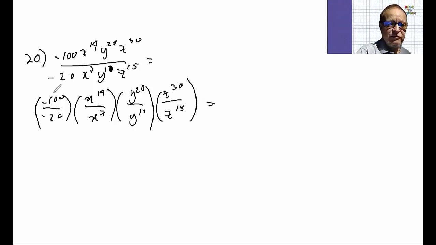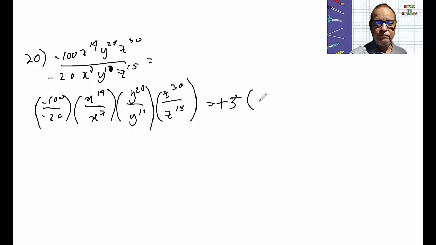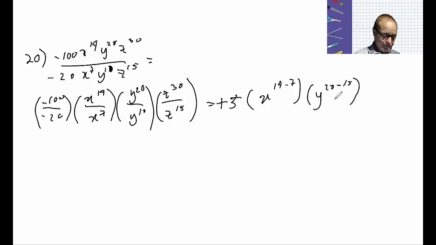And I will do my division here. Well, a negative and a negative over a negative is a positive. And 20 goes into 100 5 times. Then I will use my quotient rule. X to the 14 minus 7. And then for my y's, y to the 20 minus 15. I mean 10.